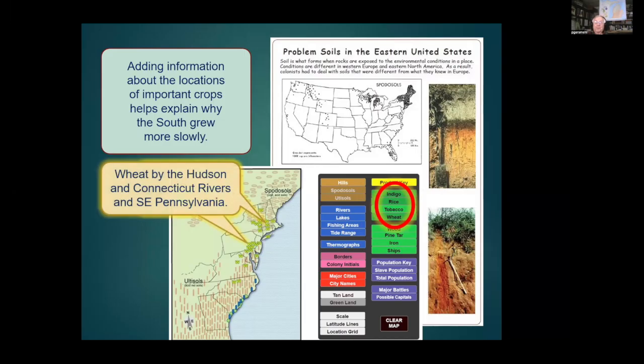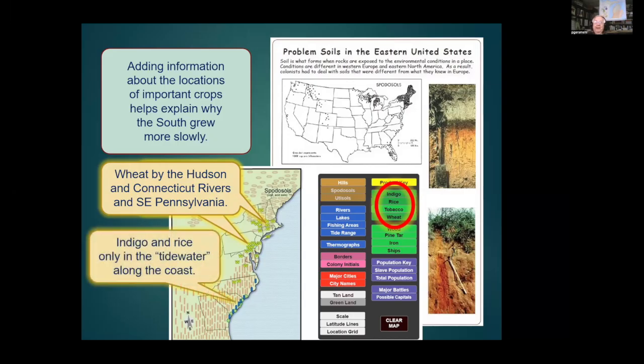So wheat by the Hudson and Connecticut River valleys and southeastern Pennsylvania. And if you turn on the layer for hills, you'll see why northeastern Pennsylvania did not have very much wheat production. Indigo and rice growing only in the Tidewater region within about 20 miles of the coast. And inland from that, it was really hard to make a living.